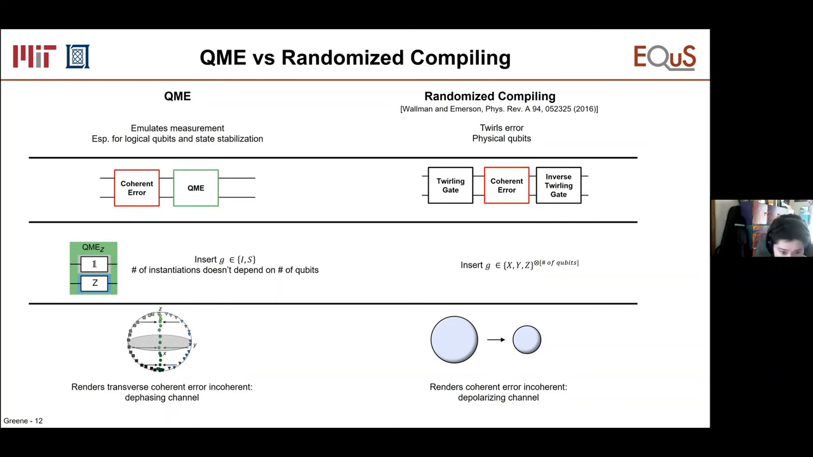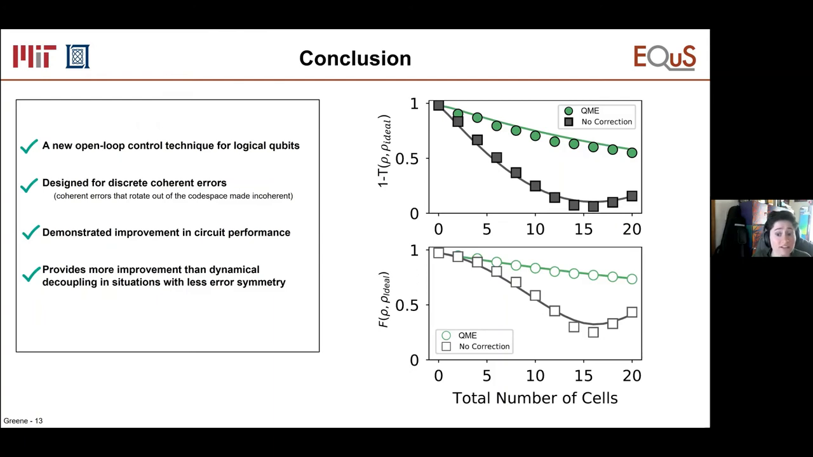density matrix exponentiation. So to sum up, quantum measurement emulation is a new open loop control technique for logical qubits that is designed for coherent errors that dynamical decoupling can't echo out. I've shown how this technique improves circuit performance and how it can outperform dynamical decoupling in some situations.